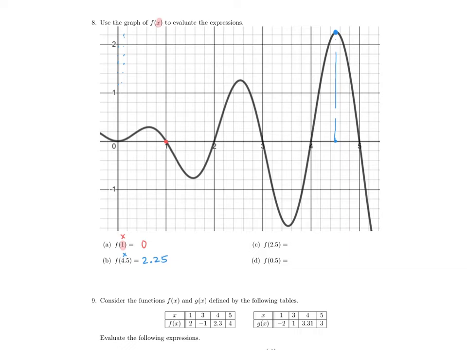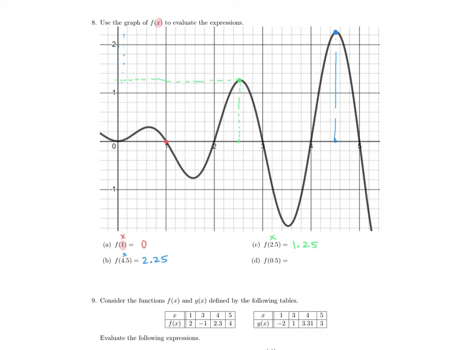All right, part C. If x is 2.5, what's y? So I'm going to go over to 2.5 on the x-axis, and then I have to find the y value. So it's here. Again, that's a little bit over the 0.2. So I'm going to say 0.25. So 1.25.